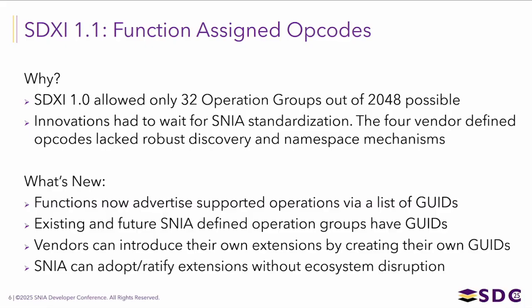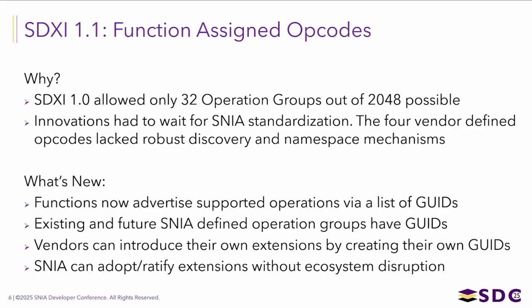There was also a restriction that there wasn't a good scheme for doing detection for a vendor capability. There wasn't a good solution for handling namespace collisions. And so as it was in 1.0, it was really of limited usefulness.